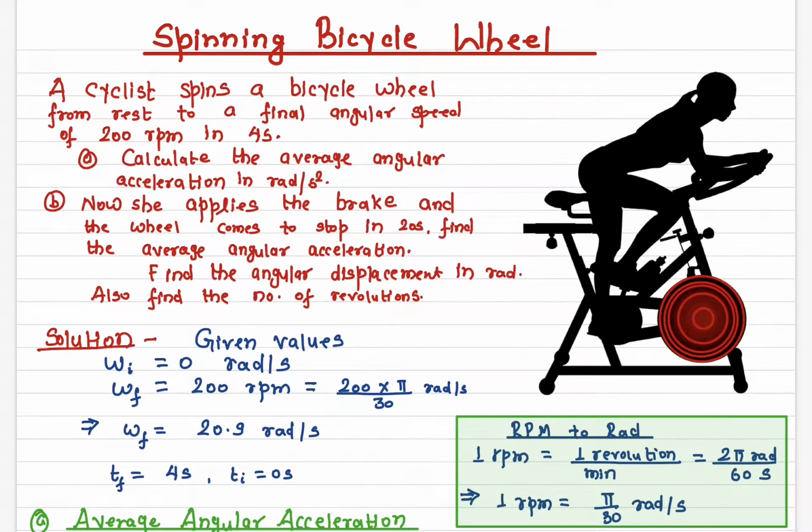That's the first part. In the second part, she applies the brake. After she gets tired, she applies the brake, and the wheel comes to a stop in 20 seconds. Now you need to find the average angular acceleration again, the angular displacement, and also the number of revolutions, or how many turns the bicycle wheel makes before coming to rest. So let's do it.